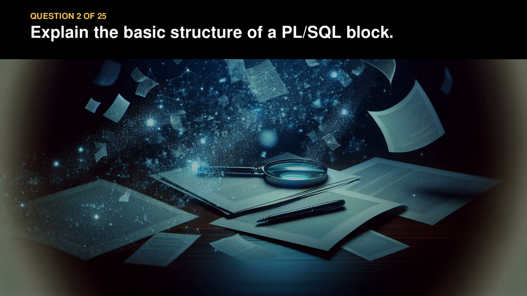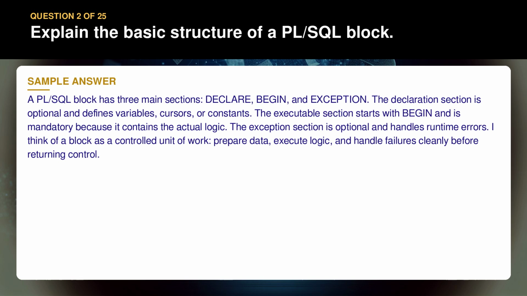Question 2. Explain the basic structure of a PL/SQL block. A PL/SQL block has 3 main sections: declare, begin, and exception. The declaration section is optional and defines variables, cursors, or constants. The executable section starts with begin and is mandatory because it contains the actual logic. The exception section is optional and handles runtime errors.